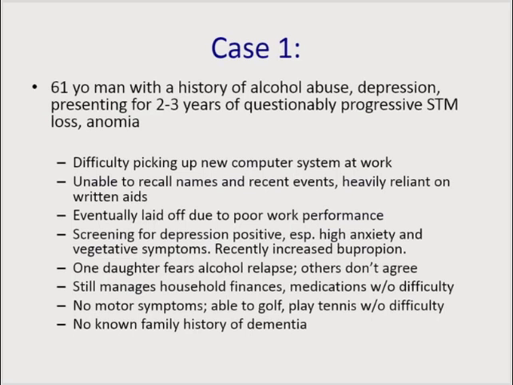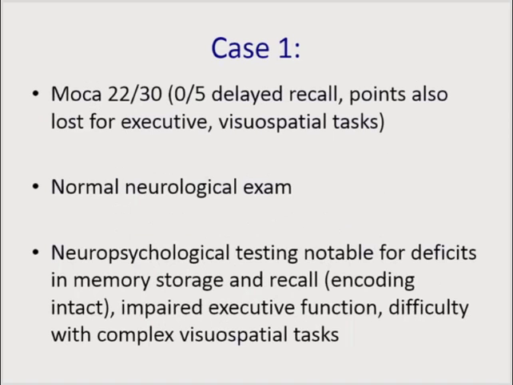Screening for depression in this individual was floridly positive, with high anxiety and vegetative symptoms. He'd started seeing a psychiatrist and was on increasingly high doses of bupropion. One daughter was very concerned that there was an alcohol relapse, and I got one of those messages that many of you might have gotten in a letter that preceded the appointment, that she felt that this was the case. Other family members weren't quite so sure. At home, he was still able to do a lot of things, able to manage finances and medications, with no motor symptoms and no family history of dementia.